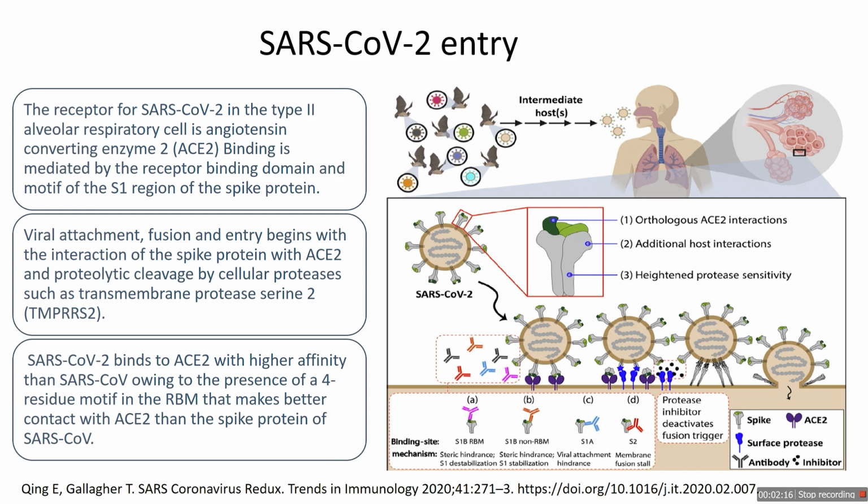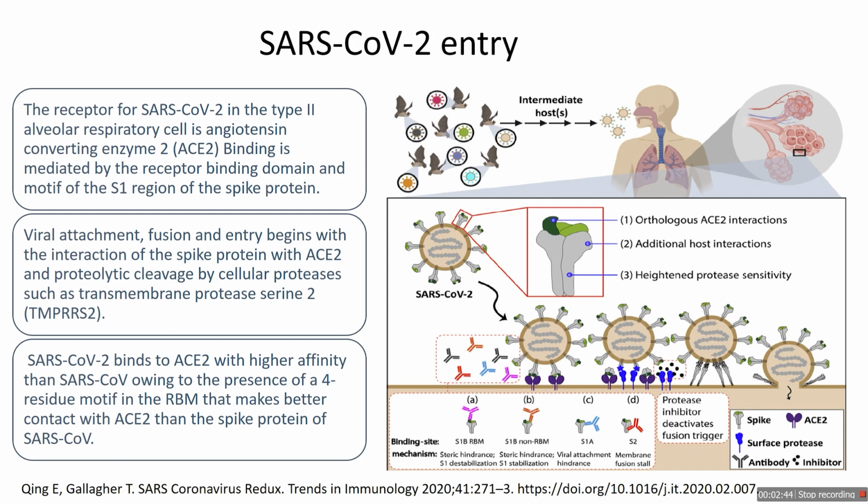Interestingly enough, we know now that it comes from the bat. We now know that there is a pangolin that has given it to humans. And then what happens is the virus will enter into the body. What we'll see is viral attachment and fusion begins with a specific interaction between the spike protein of the virus and basically the ACE2 receptor.